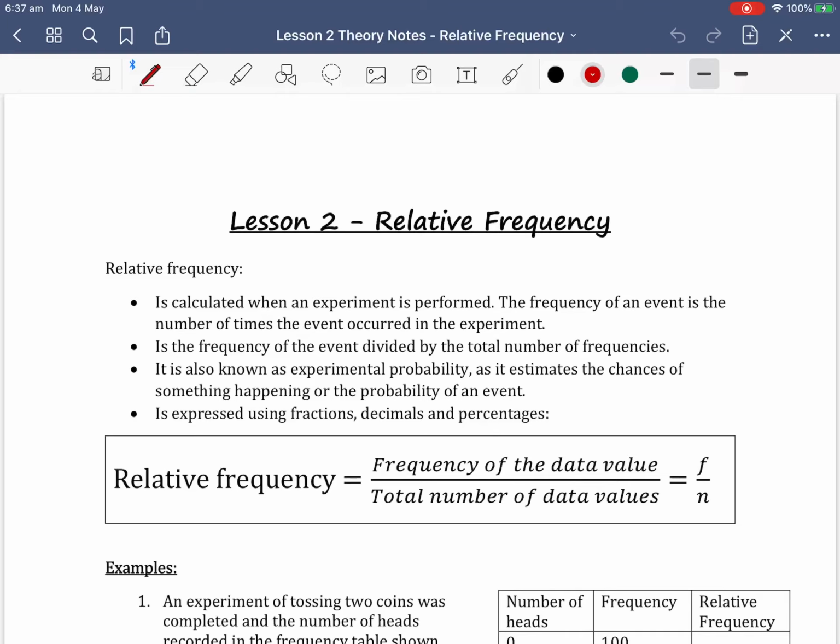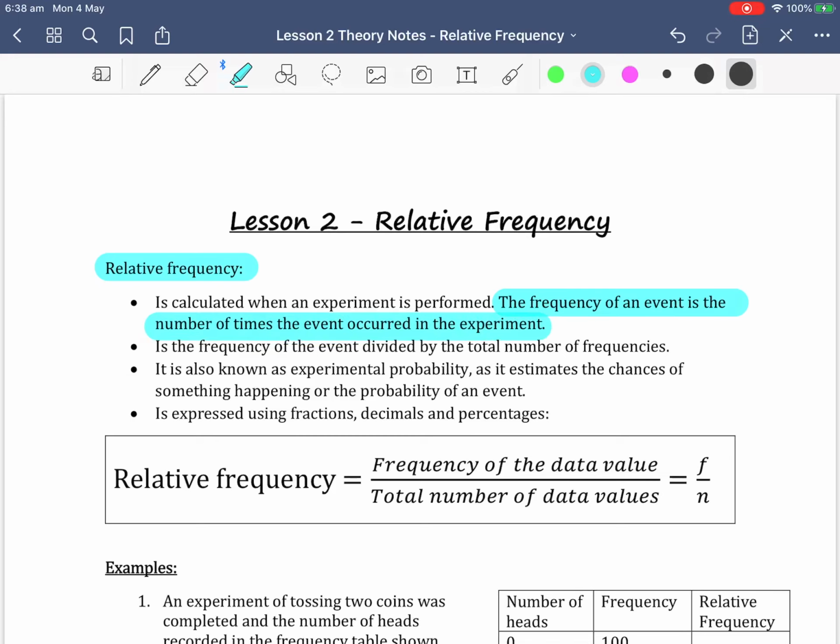Today we're continuing on with the topic of probability and we're learning about relative frequency. Relative frequency is calculated when an experiment is performed. The frequency of an event is the number of times the event occurred in the experiment. Relative frequency is the frequency of the event divided by the total number of frequencies.